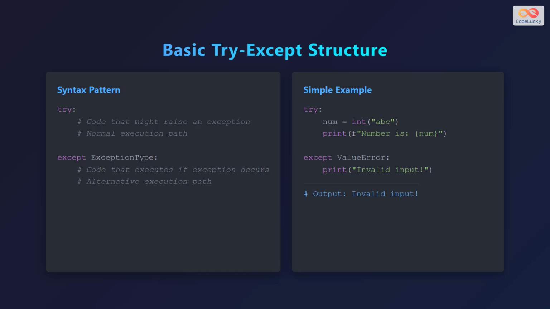Here's a simple example. We try to convert the string ABC to an integer. This will raise a value error because ABC is not a valid integer. The except block catches this value error and prints invalid input.